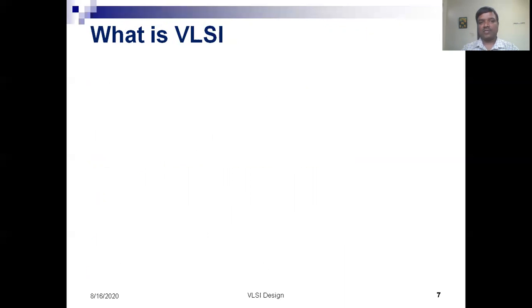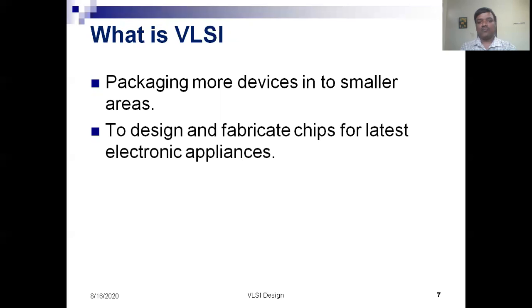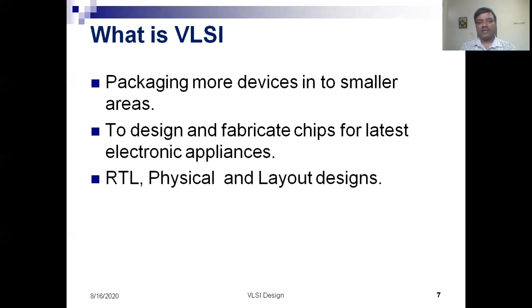Okay, in the next few minutes we are going to see why VLSI is used and what VLSI is. VLSI is basically packaging a larger number of devices in smaller areas, to fabricate chips for the latest electronic applications like smart mobile phones and iPads, with high speed design and high processing speeds. In VLSI, you have various design levels, that is RTL (register transfer level), physical and layout designs. Physical and layout designs are the next future technology, and we already have many jobs in this area, front end and back end, as they are called.